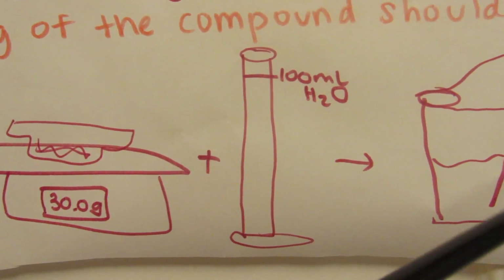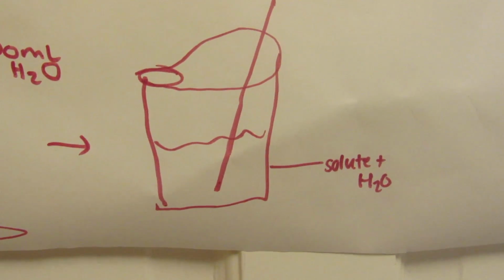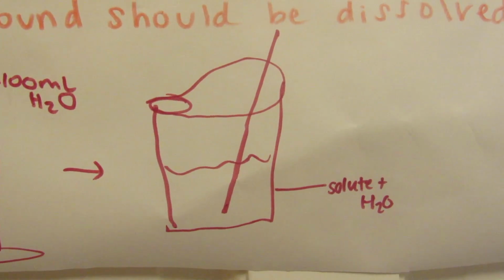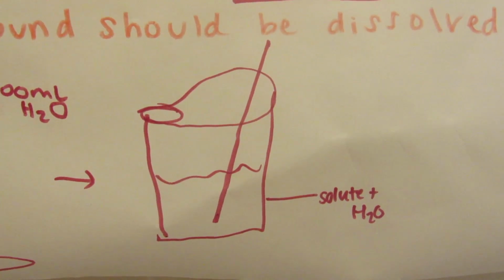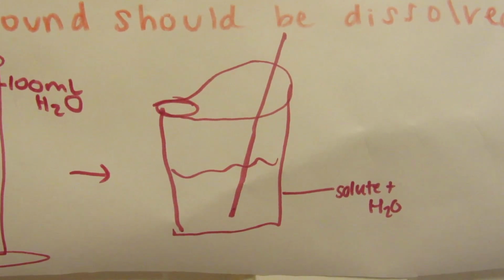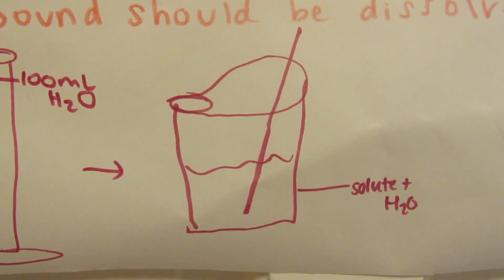When you stir that in a beaker with a stirring rod, that's the solute plus the H2O, it will hopefully dissolve perfectly and have no precipitate because it's a perfectly saturated solution.